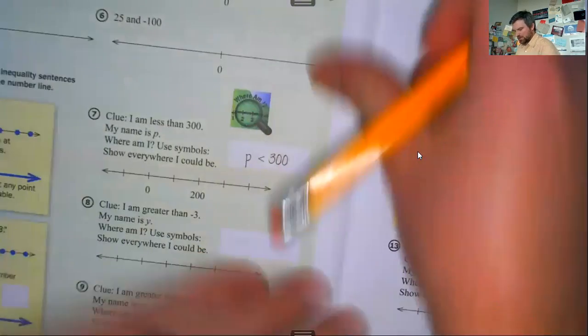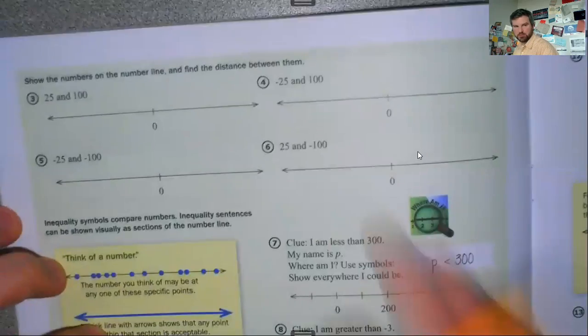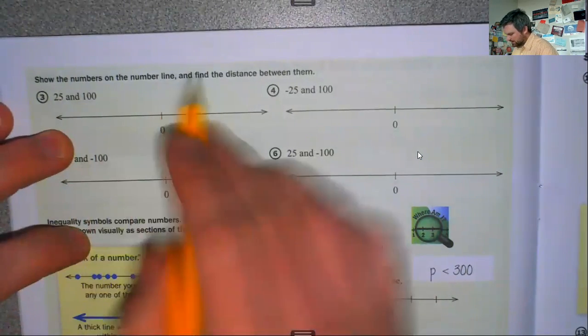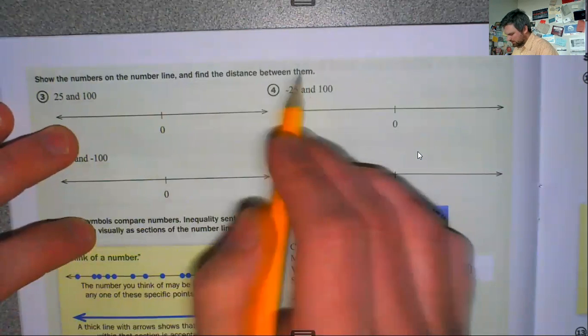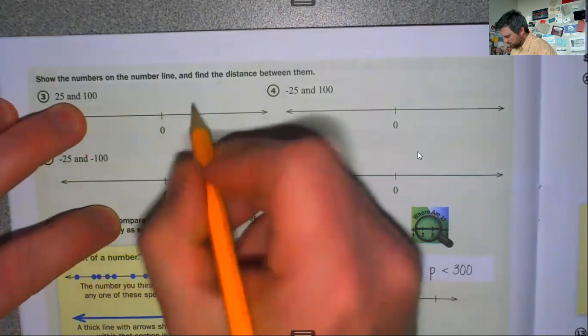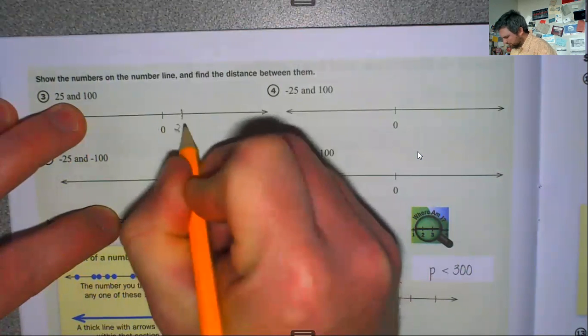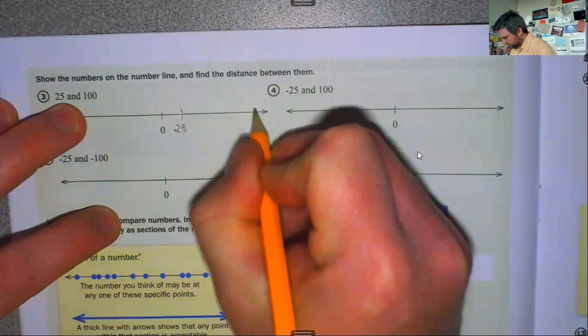All right, on page 18, we're going to look at number 3. It says, show the numbers on the number line, find the distance between them. Okay, so these are both positive, so they're going to be over here. So we got 25 and then 100.